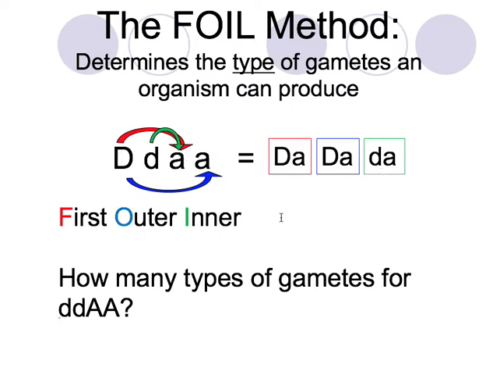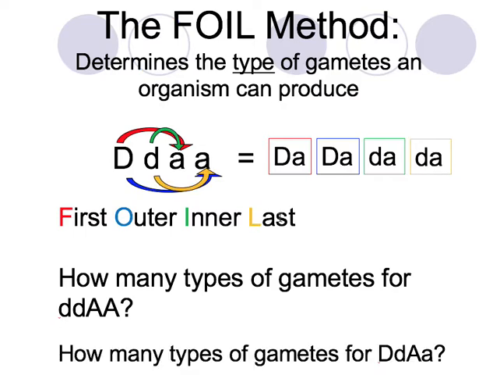And what do you think the L stands for in FOIL? If you picked last, you're right on. So with this last, we have a little d and a little a, because those are the last ones of the different letters. And so we made two different gametes here. We made a big D and a little a, big D and little a, those two are the same. And we made a little d and a little a, little d and little a, also the same.